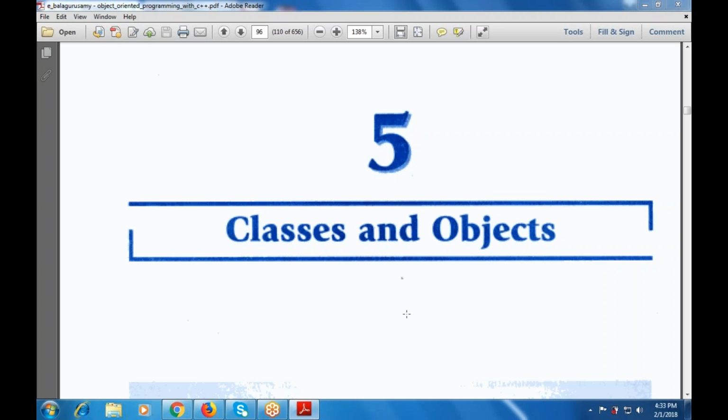Today's topic is chapter number 5, that is classes and objects. Now we are moving to the programming part more. That is, what are classes, what are objects, how we can use them, and what are the various ways by which we can initialize objects. So let's start with classes and objects.